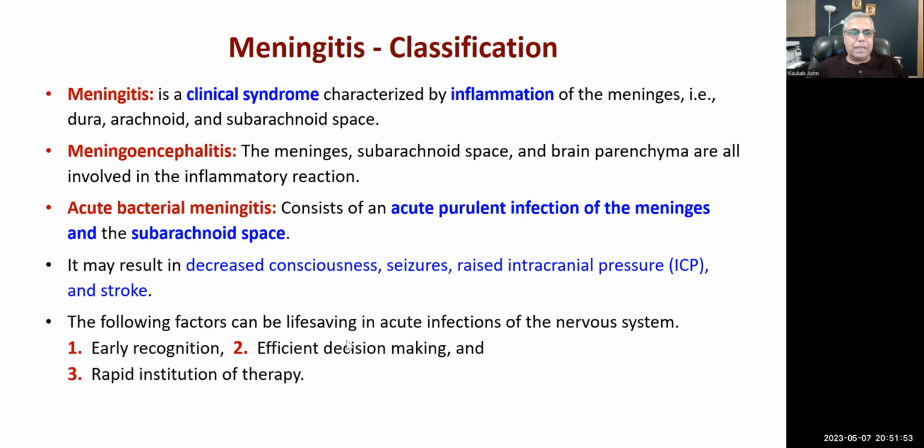The following factors can be life-saving in acute infections of the nervous system. So early recognition is very important. Efficient decision-making. You must quickly make a decision whether to administer the antibiotics and how to administer them. And you see rapid institution of the therapy. But we have to be careful. We have to take into consideration many factors before administering the antibiotics. But early diagnosis is very important.